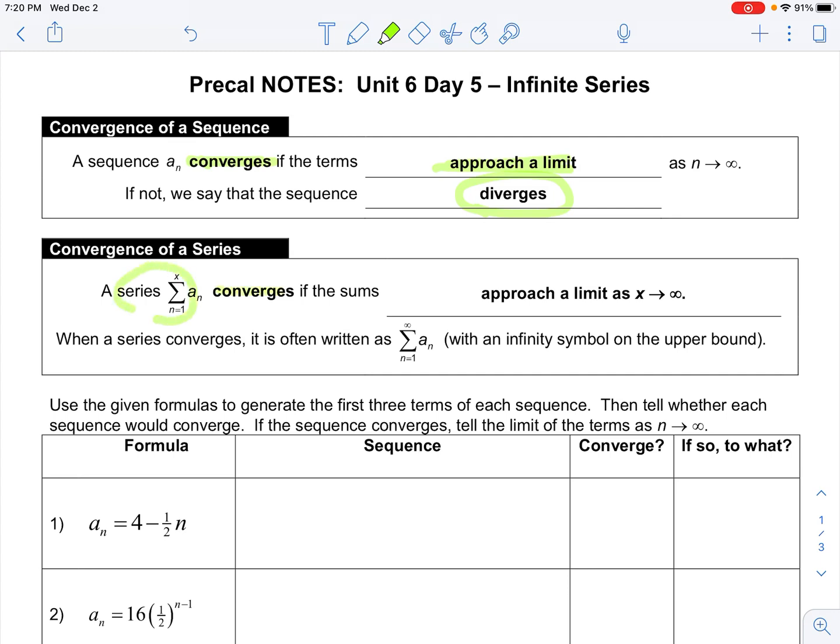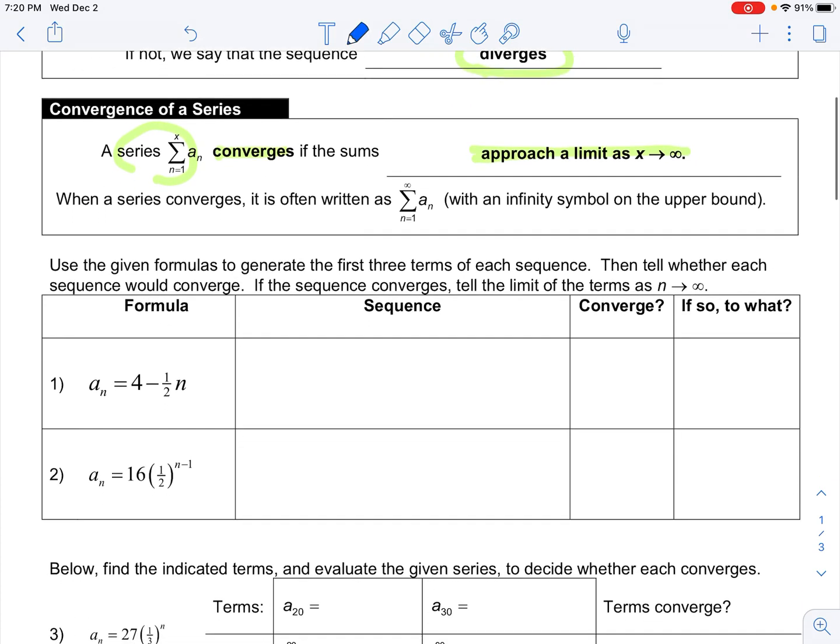A series, remember this is what a series looks like, converges if the sums approach a limit as n approaches infinity. When a series converges, it is often written as the summation of a sub n when n equals 1 to infinity. So there's an infinity symbol on the upper bound.